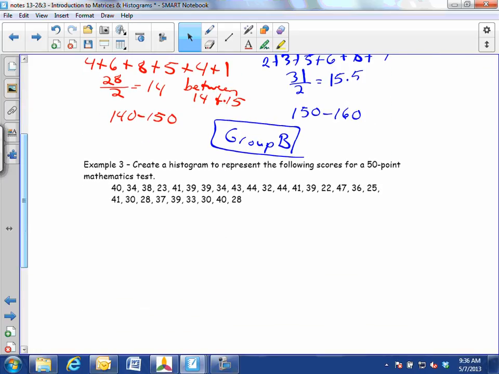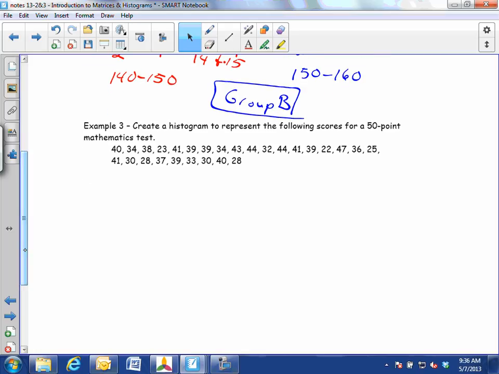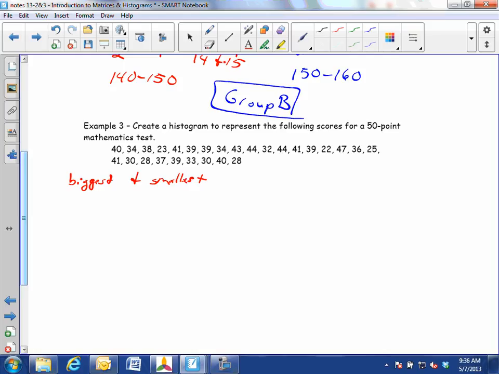All right, last line. It says we're supposed to create a histogram of the scores for a 50-point mathematics test. So our first step is to figure out our biggest and our smallest values. 47 is our biggest. 23 is the lowest. I think 22. Yeah, that looks like it's almost there. 22 to 47.